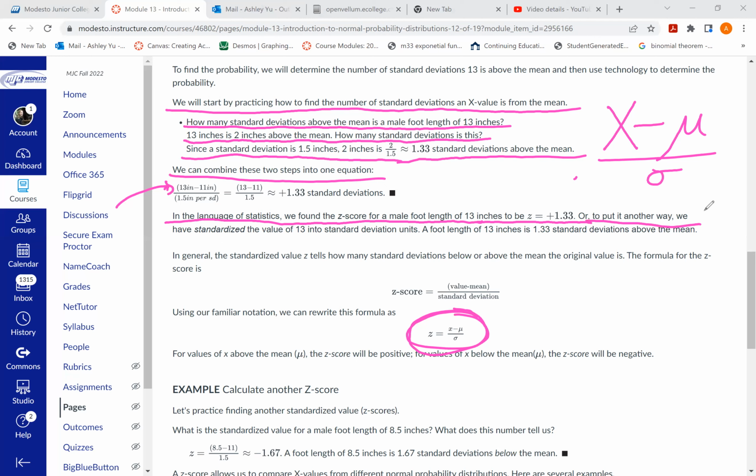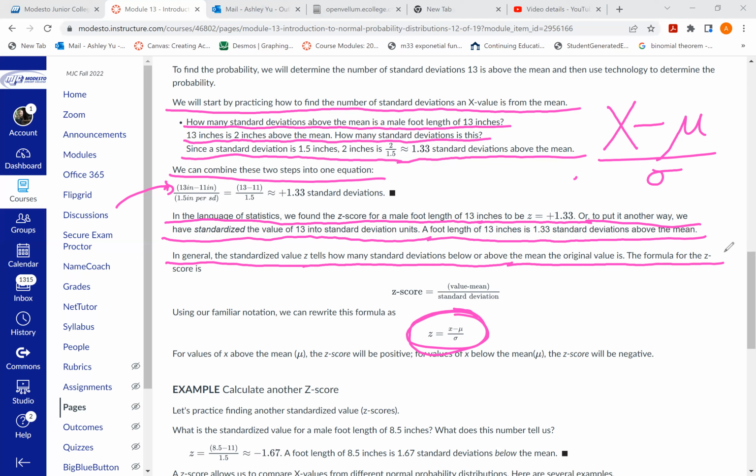Or to put it another way, we have standardized the value of 13 into standard deviation units. A foot length of 13 inches is 1.33 standard deviations above the mean. In general, the standardized value z tells how many standard deviations below or above the mean the original value is. The formula for the z-score is, so we call that a z-score: how many standard deviations above or below the mean you are.